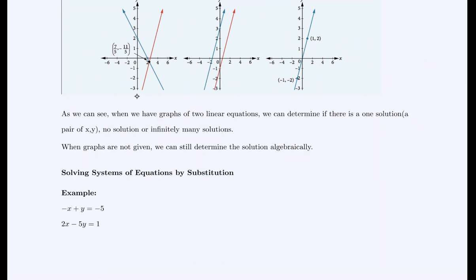Now, if we're given a graph, we could quickly visualize how many solutions there are, 1, 0, infinitely many, and where it would occur. But when we're not given a graph, we could still solve it through two different methods. One is called substitution, and one is called elimination. Let's begin by solving this with the substitution method.